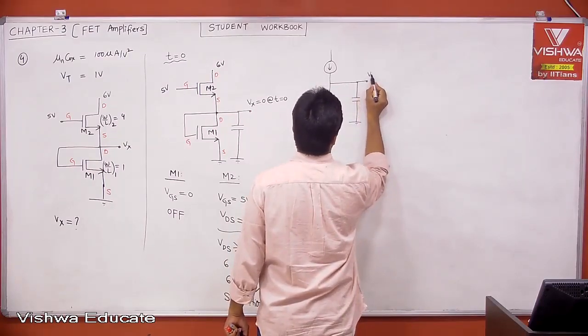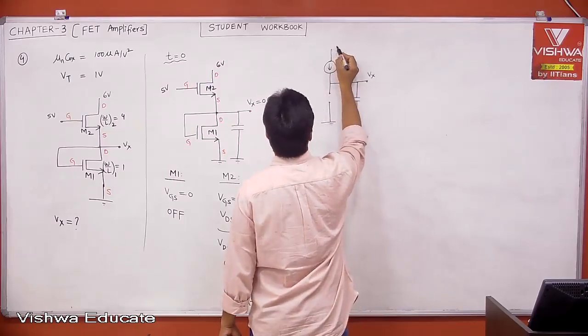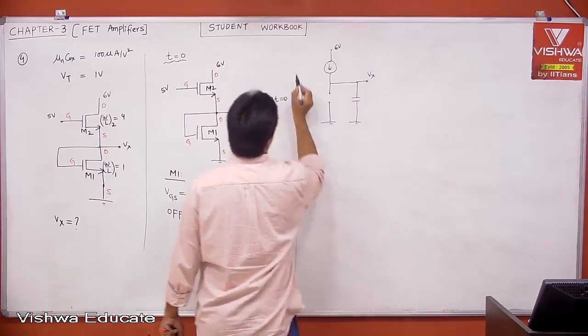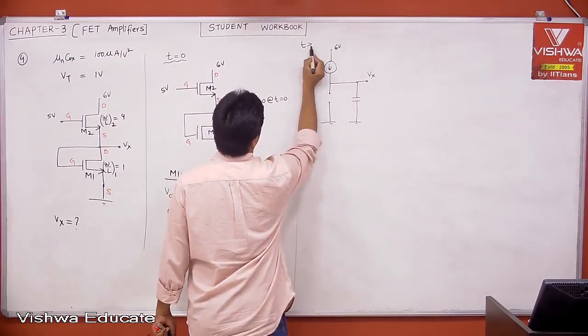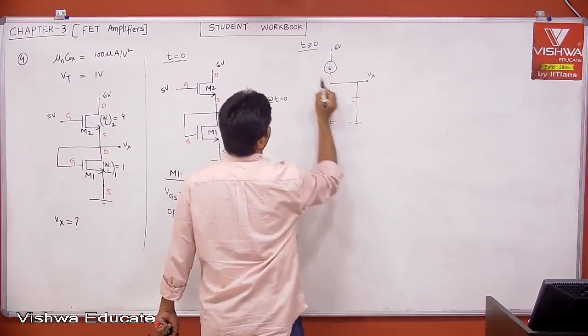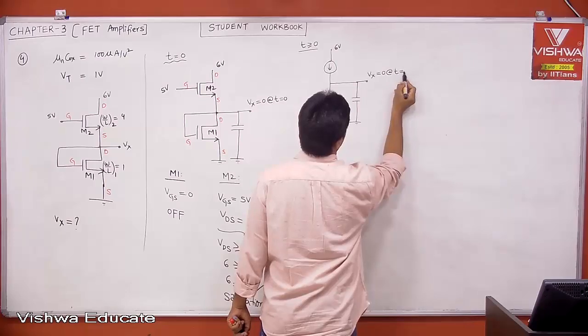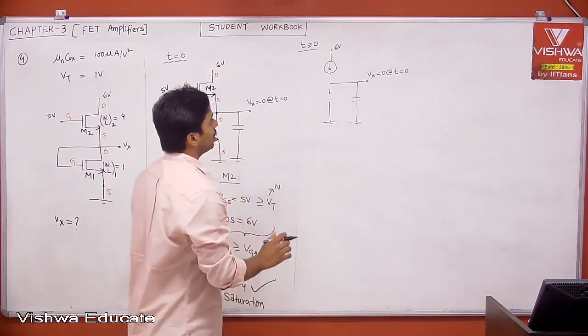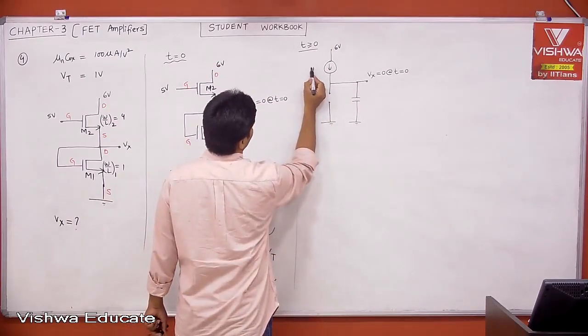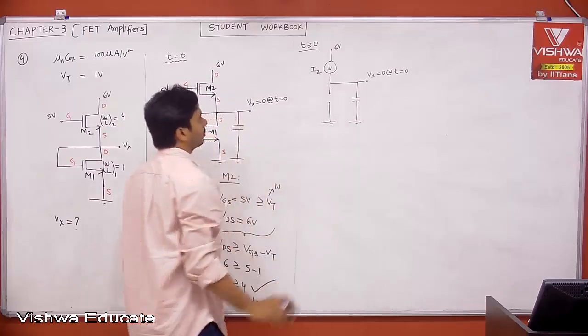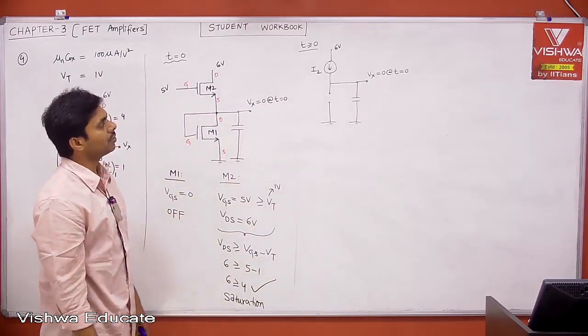But this is nothing but your Vx. Therefore, now this is 6 volt. Now, I am explaining for time t greater than or equal to 0. Therefore, Vx is equal to 0 at time t equal to 0. Right? Now tell me, this is your NMOS. Let me call this I2, because this is M2. Right? There is a current.